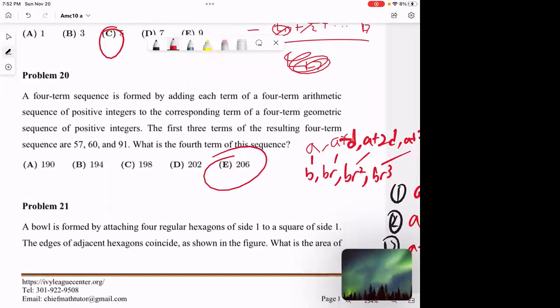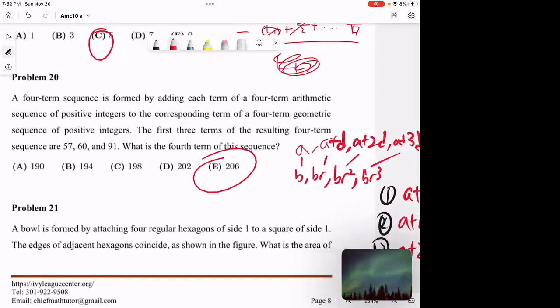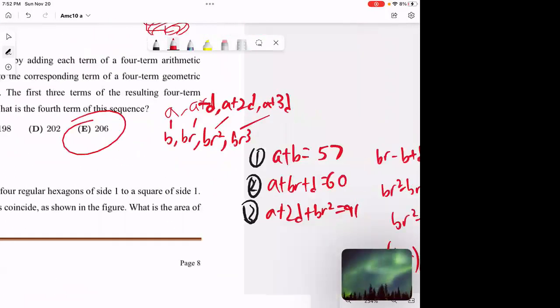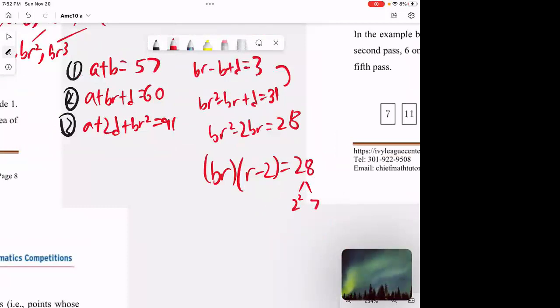But let's see, do these have to be integers? I think they have to be integers. So BR, okay. So if this one is equal to 4, then this one has to be equal to 7. So then R has to be 9. That doesn't work. If this one is equal to 14, then this one has to be equal to 2. So then R has to be equal to 4, but then B has to be equal to 7 over 2. That doesn't work either.